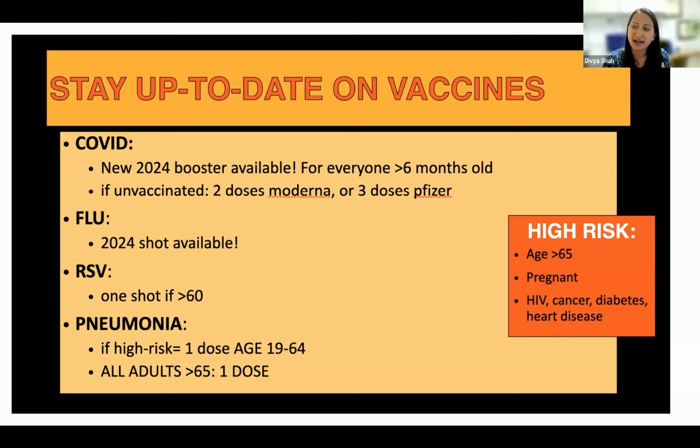If you're under 65 and you have certain conditions, which you can see on the right, you're pregnant, HIV, cancer, diabetes, heart disease, also smoking cigarettes, asthma, those are reasons to ask about the pneumonia vaccine.